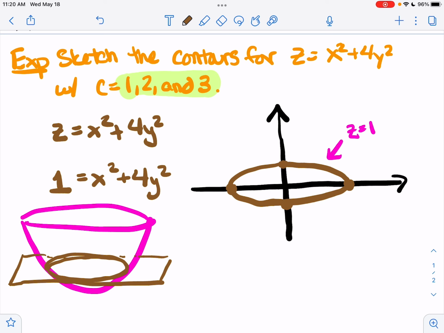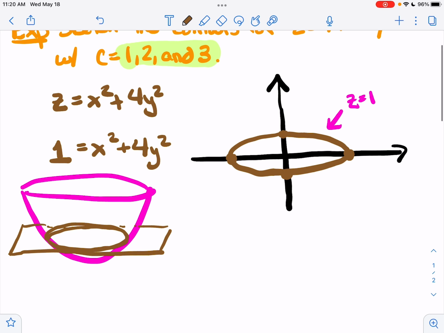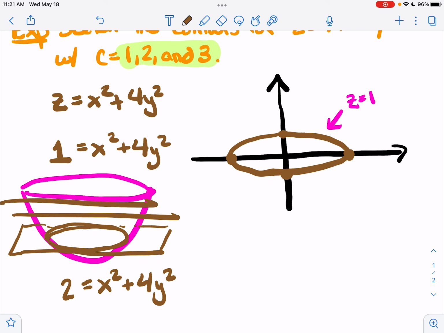Our second contour, we're supposed to let z equal 2. So we'd have 2 equals x squared plus 4y squared. Now this is again an ellipse. So that's great. It looks like all of our contours are going to be ellipses, and that makes sense. Anywhere that we slice this paraboloid, we're going to get an ellipse out. And that's what these contours are, these intersections of the horizontal planes with the surface itself.